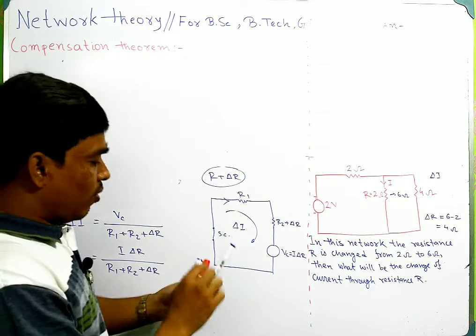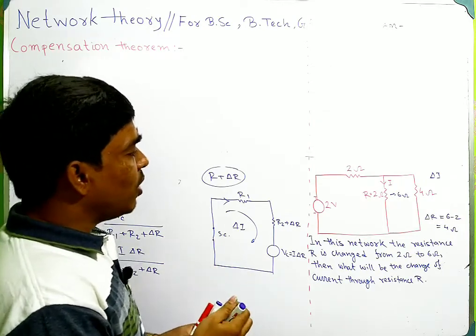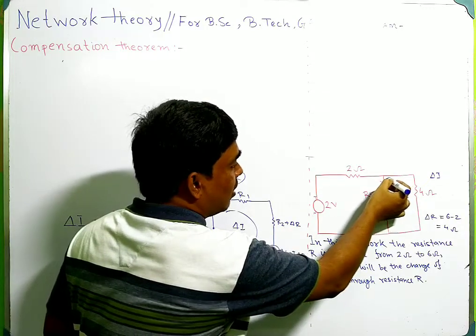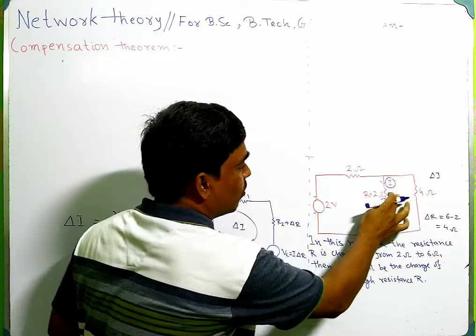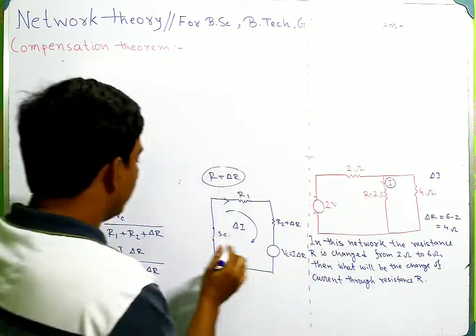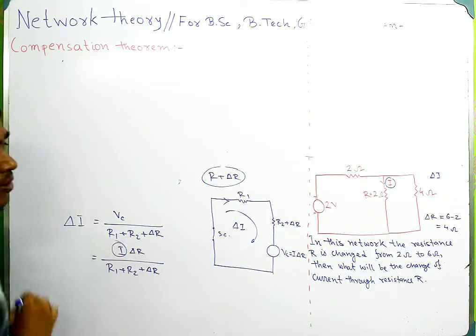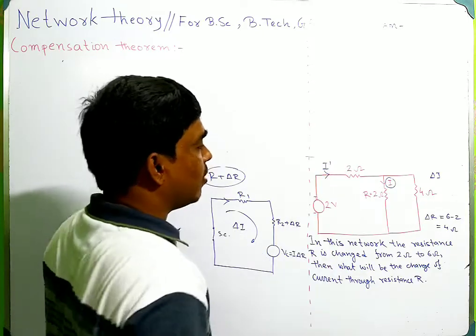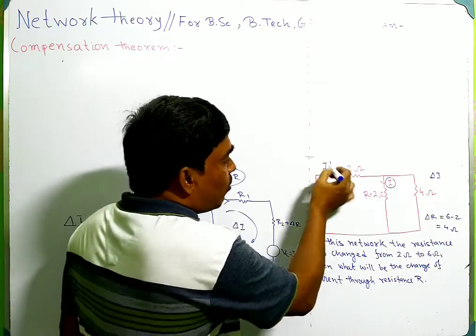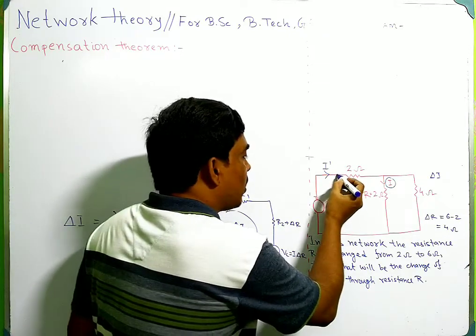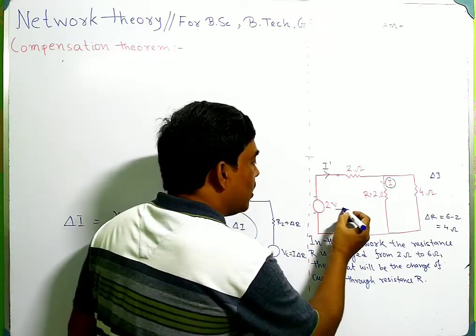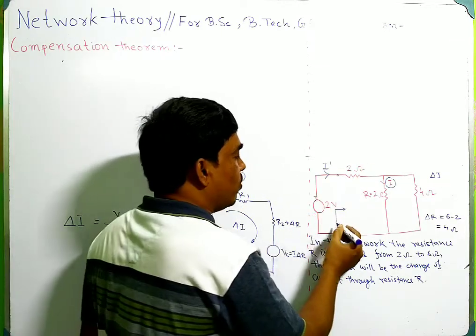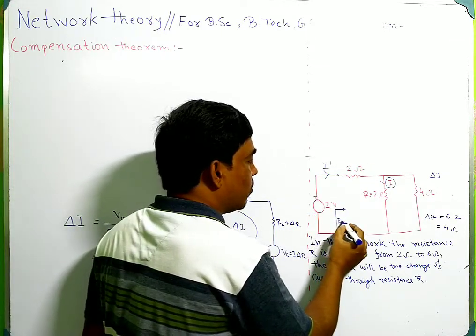So for this case you have to calculate the current, first the current when the resistance is 2 ohm. So you have to first calculate this I. Suppose this current is I dash. To calculate this I dash, you have to know the equivalent resistance from this source point. So this is R equivalent, suppose.